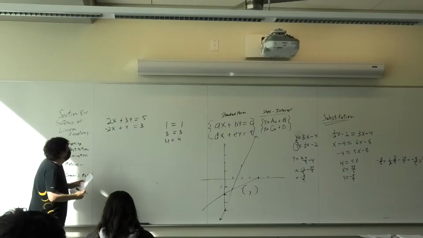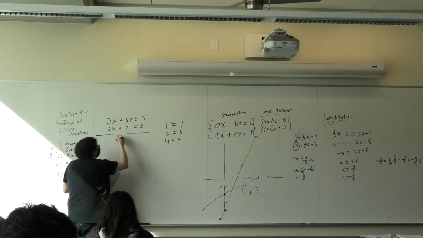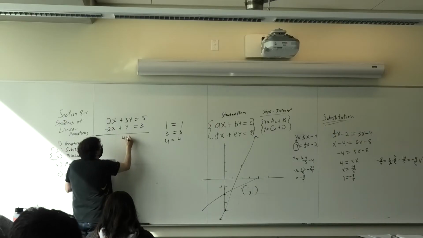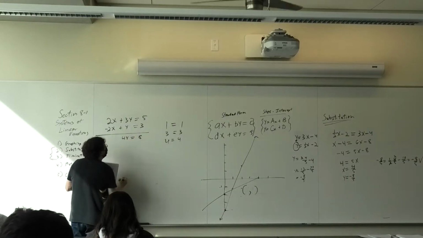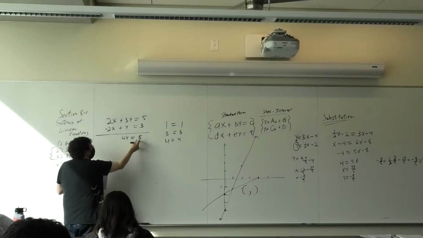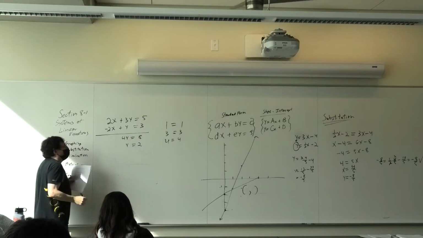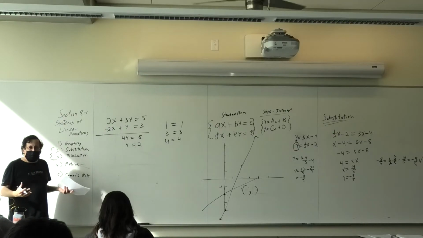All right? So let's go ahead and try this. Let's do this by adding. So we get 4y equals 8. And then I can just divide through by 4 and get y equals 2. Okay. That was pretty easy.